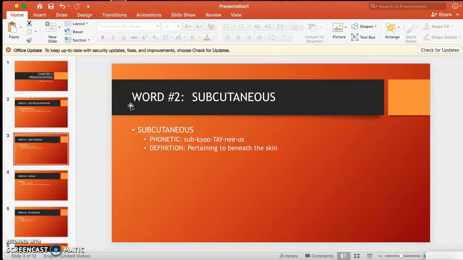Alright guys, the next word is going to be subcutaneous. Subcutaneous. And that is going to be pertaining to beneath the skin. Subcutaneous.